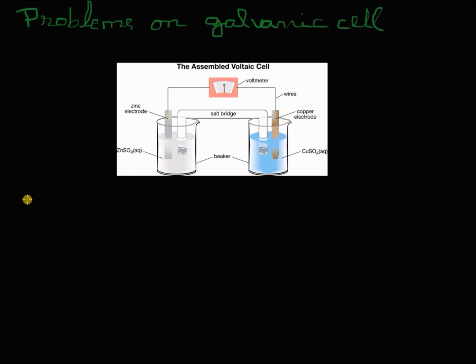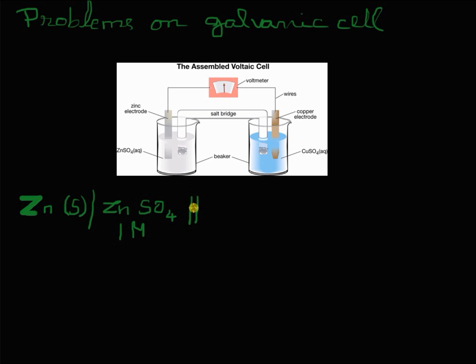Here zinc is the anode. So first we will write the anode metal on the left and then draw a vertical line. Write the electrolyte that is in the anode compartment. It is zinc sulfate here. We have to represent the concentration of the solution. Since the conditions are standard, the concentration is 1 molar.